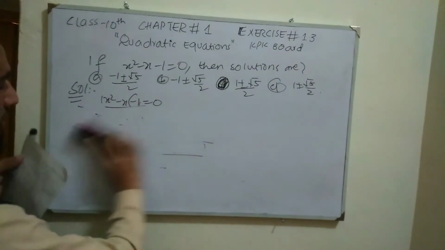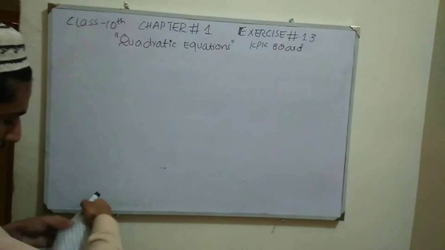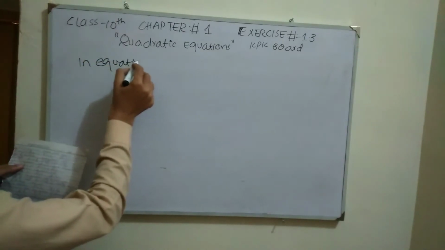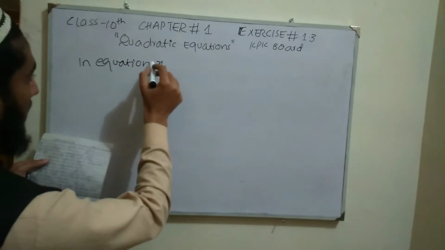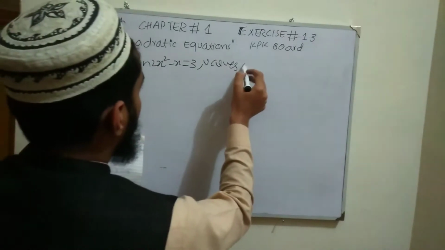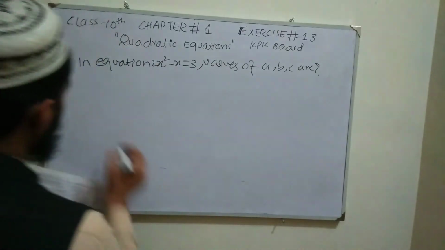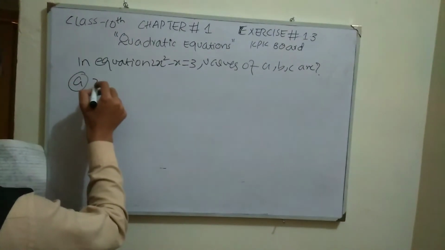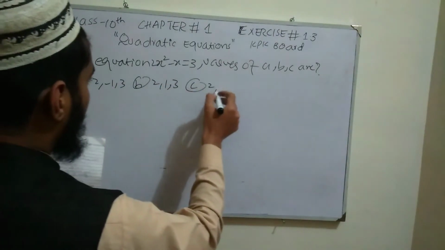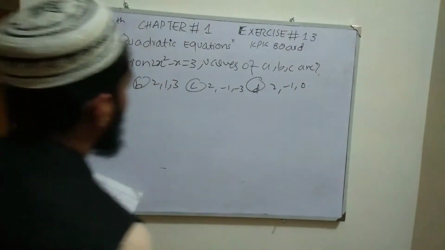Solving question number 3. Question number 3: in the equation 2x square minus x is equal to 3, the values of a, b, c are. Option A is 2, minus 1, 3. B is 2, 1 and 3. C is 2, minus 1 and minus 3. And option D is 2, minus 1 and 0.